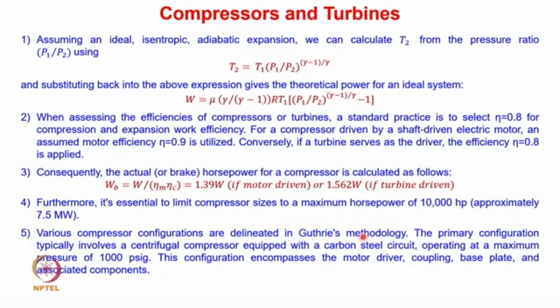If you look at Guthrie's method, which is there in Guthrie's cost estimation book, it includes different configurations for the compressor cost calculations. The primary configuration typically involves a centrifugal compressor equipped with a carbon steel circuit operating at a maximum pressure of 1000 psig. So this configuration encompasses the motor driver, coupling, base plate and associated components. This particular calculation is already there in the book, you can find it.